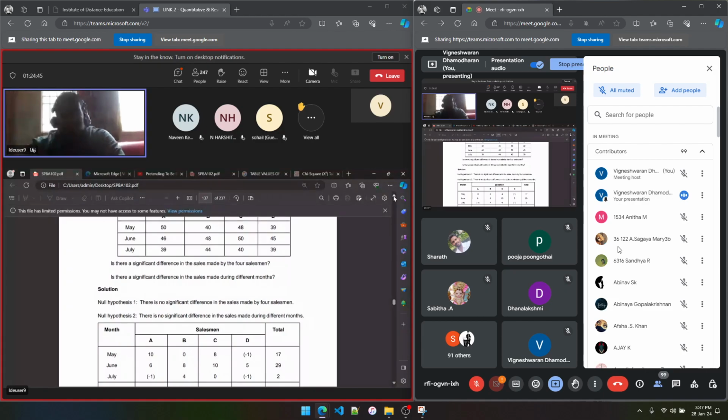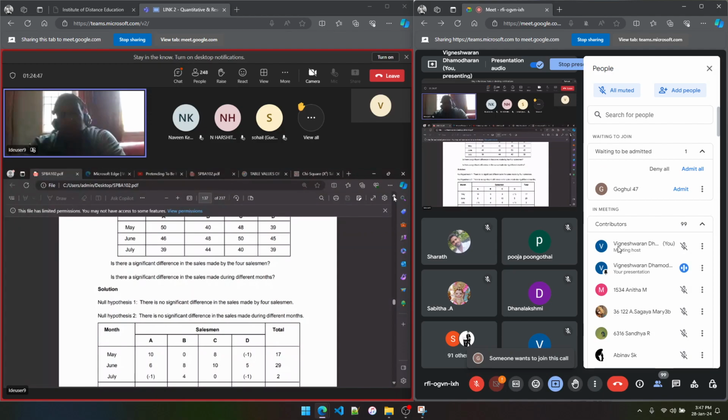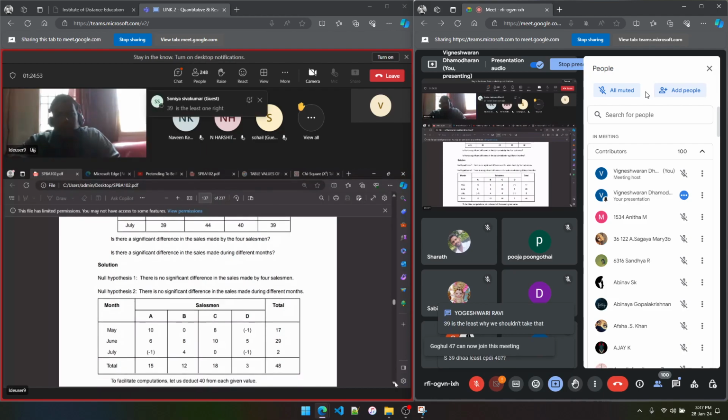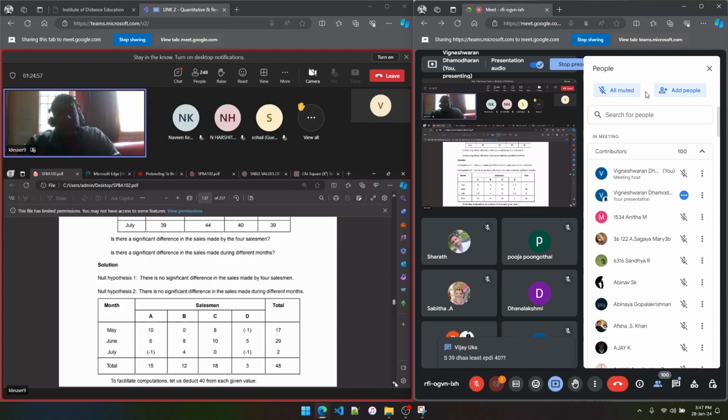Okay, now what to do? You have to bring the total of each column. 17, 29, and then 2. Here 15, 12, 8, and then 3. So the grand total is 48.